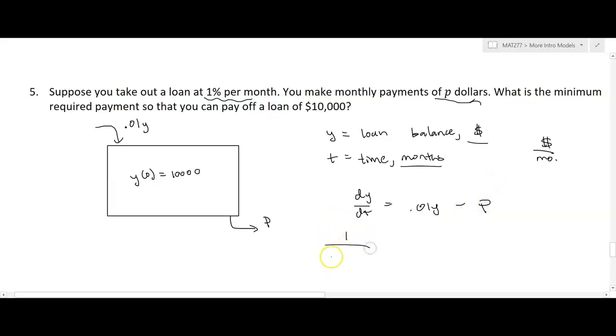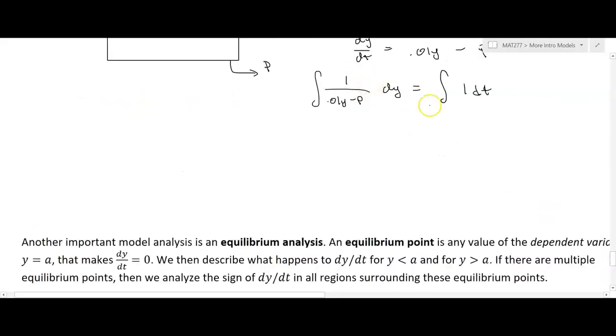So see if you agree with me here, and go ahead and work this off to the side, or pause the video and do this on your own. But here's the integral that we'll ultimately have to take care of. And once we do that, I'll do this in my head, but I think we're going to come out with 100 times the natural log of 0.01y minus p equals t plus c.